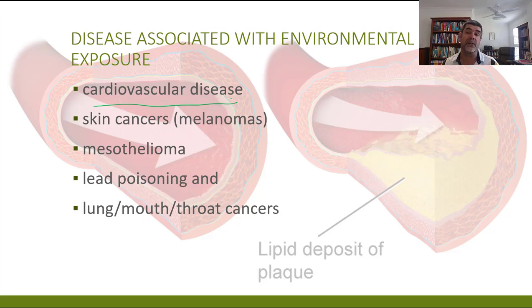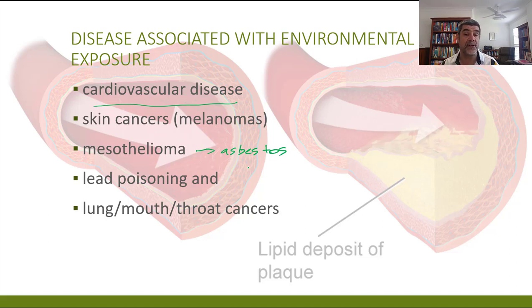So this is just a very small checklist for you here of some of the diseases associated with environmental exposure. Mesothelioma is the one that's linked to asbestos. Some of the cardiovascular diseases, particularly things like atherosclerosis, are linked to diet, but other things like skin cancers, lead poisoning, lung, mouth and throat cancers are more closely linked to either mutagens in the form of radiation, electromagnetic radiation like ultraviolet light, or to chemicals in the environment.